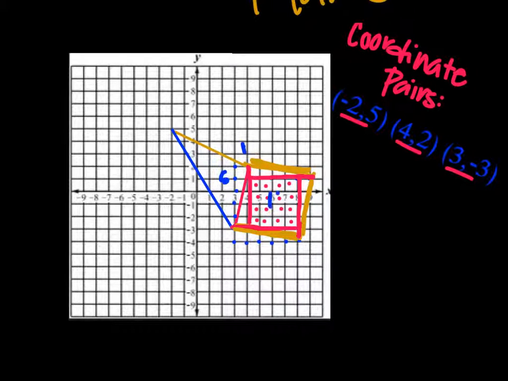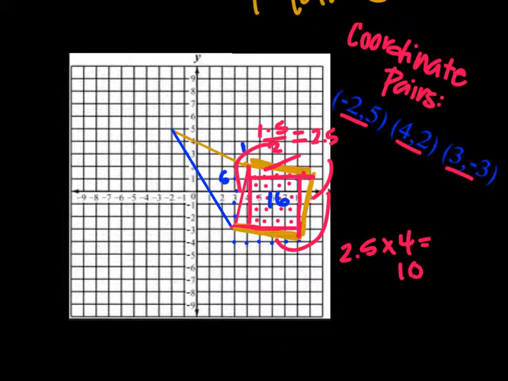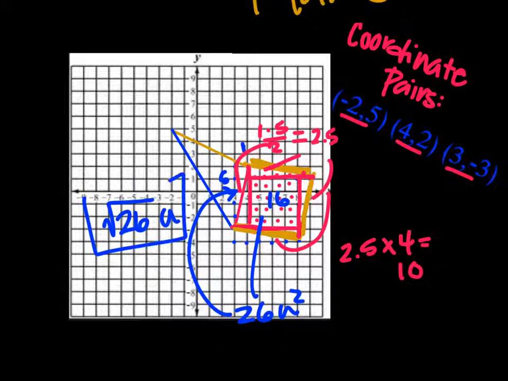And then we have 1 by 1, 2, 3, 4, 5. 1 by 5 divided by 2 triangles, so we get 2.5. And that goes for this, this, this, and this triangle. So 2.5 times 4 total triangles gets me 10. So we have a square area here of 26 units squared. That means my side length is going to be the square root of 26 units.